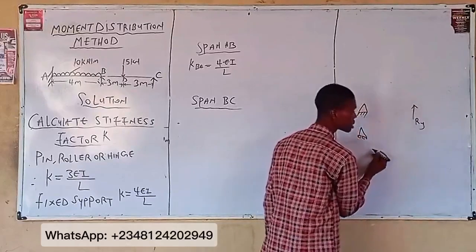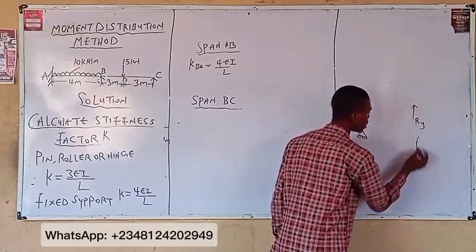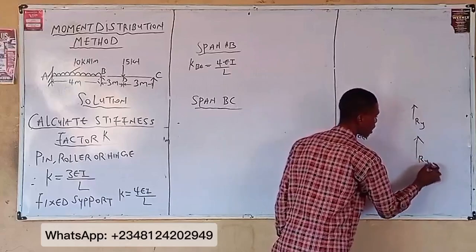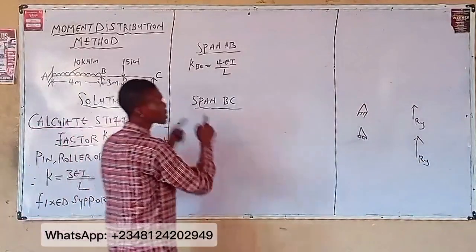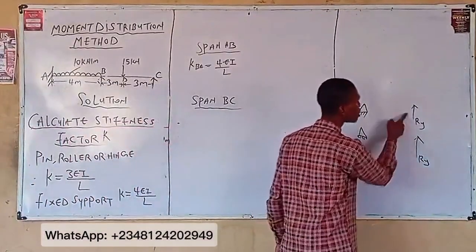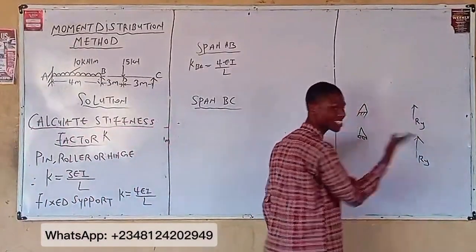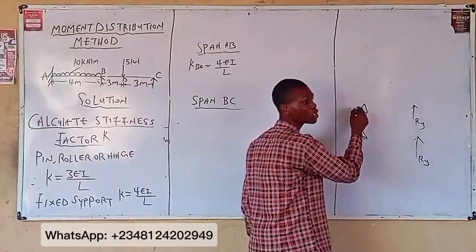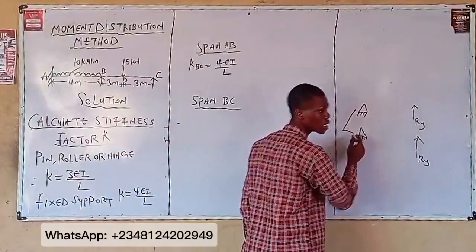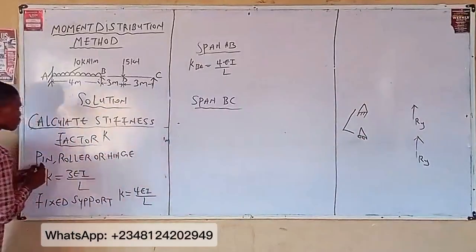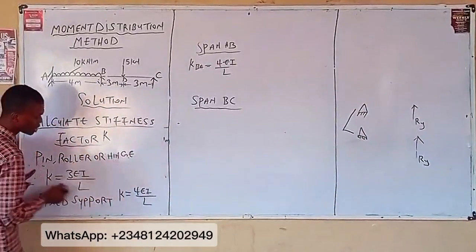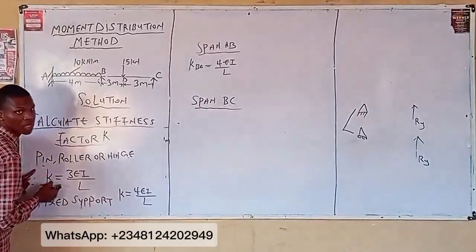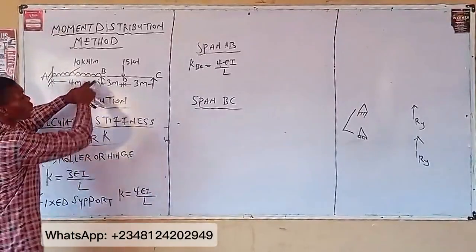For your roller support, by the time you draw the free body diagram, this is what you have for the vertical reaction. So what it means is that at any point on your beam where you have these two types of reaction, you can still categorize it as either pin support or roller support. That's why they say that if you have pin support, roller support or hinge support, the stiffness factor remains the same.